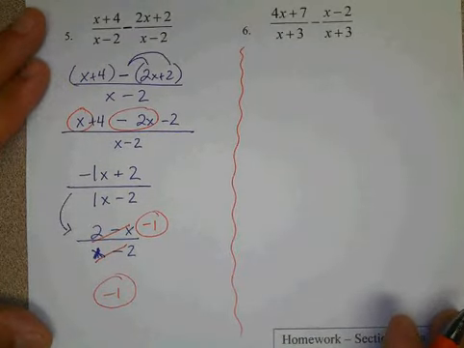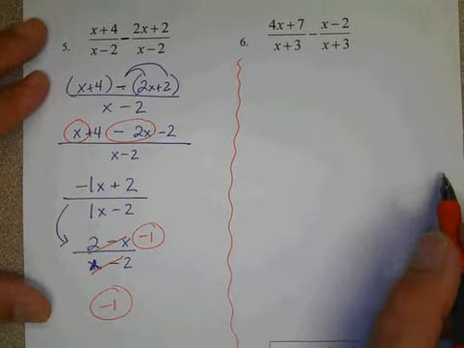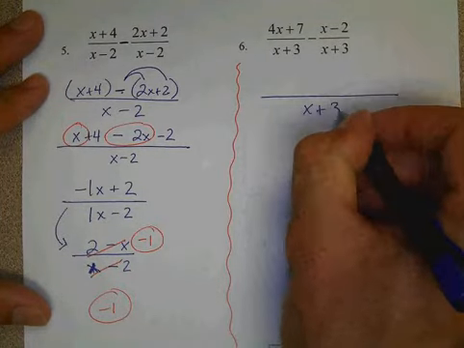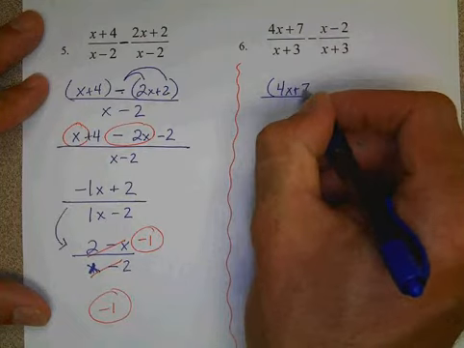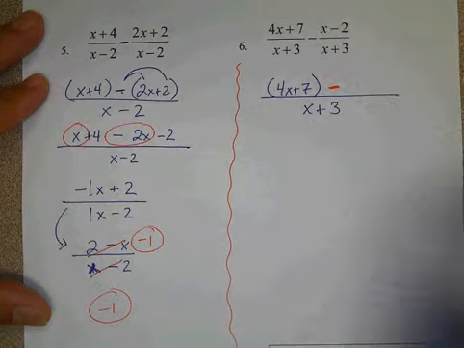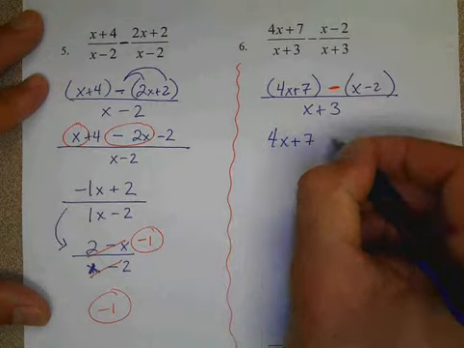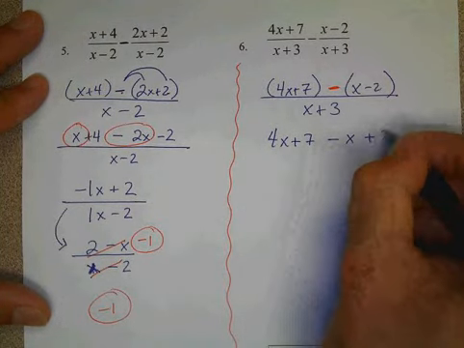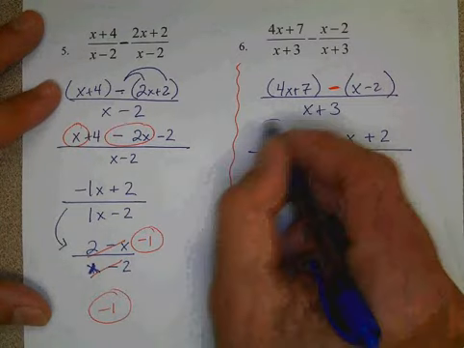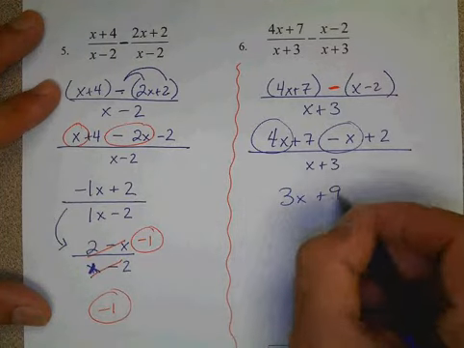Important point to remember on this last one: distribute the negative to both parts of the following fraction in the back half. Our last one here, we have x plus 3 in the denominator, we have 4x plus 7 in the first part, minus x minus 2 in the second part. So we're going to distribute that minus sign in the back half, minus x plus 2 all over x plus 3. Our common terms are 4x and negative x, that's a 3x, 7 and 2, that's a 9, divided by x plus 3.